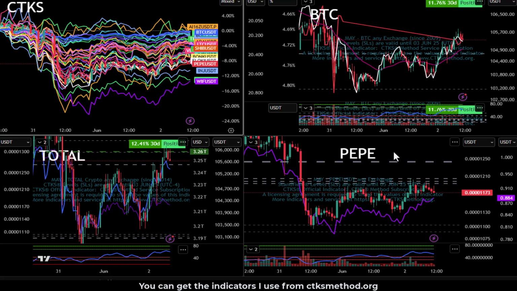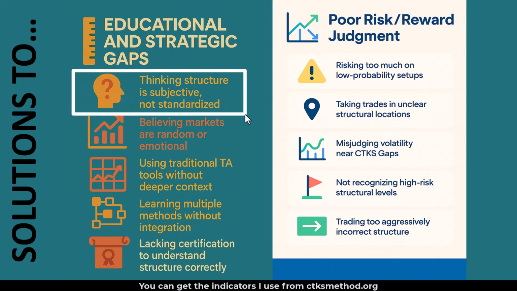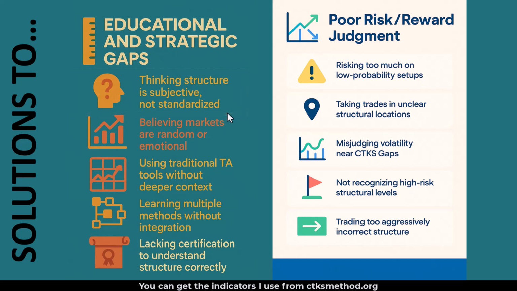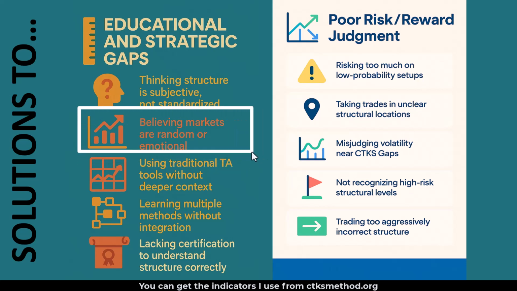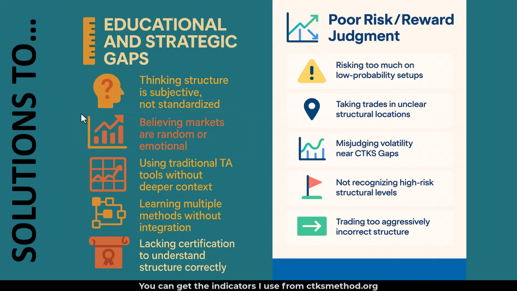It is vital to understand structure. Price action is all about structure, and when you think structure is subjective and not standardized, that's a really big problem, because CTKS structure is absolutely standardized. Many people believe that the markets are random or the markets are emotional. You will see many Wall Street cheat sheet guides about the roller coaster of fear and greed. Fear and greed is nothing. It is all structure. It always has been.